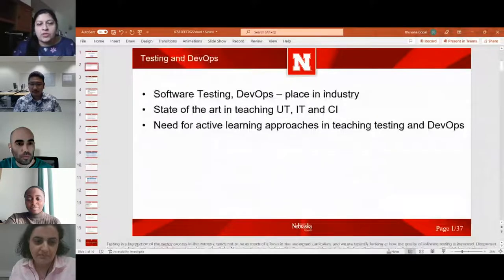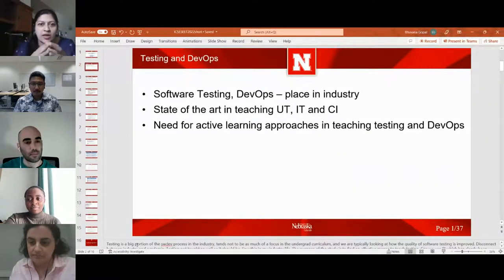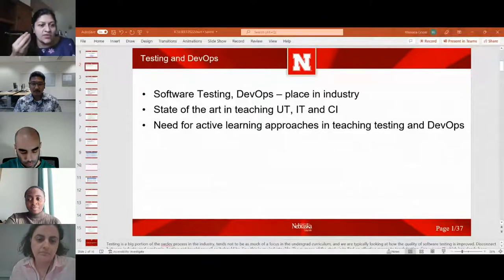So as we all know, software testing and DevOps, especially unit testing, integration testing, and continuous integration, are kind of the cornerstones of what we teach software engineering students to start out with, in terms of how we can test code and how we can continuously integrate it.